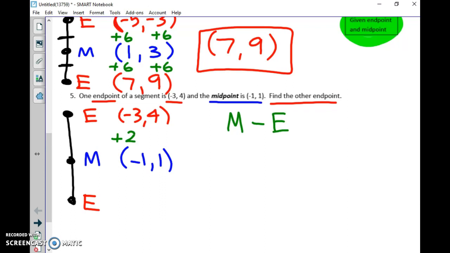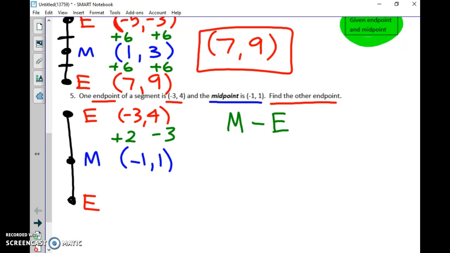Okay? I can do the same thing on the right side. The midpoint is 1, the endpoint is 4. What's 1 minus 4? Negative 3. Okay? So doesn't that make sense? Aren't we going from 4 down to 1? So we are subtracting 3. So this is a minus 3. So guess what we're going to do?